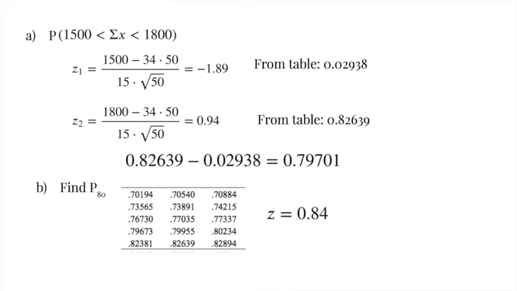So now I need to turn that 0.84 into a sum. I set 0.84 equal to my formula here for the central limit theorem for sums, and I'm trying to find sigma x. Again, multiplying by 15 times the square root of 50, and then adding 34 times 50, I get that sigma x is 1789.1, and I did round this one a little bit. This would be our 80th percentile value for the sum.